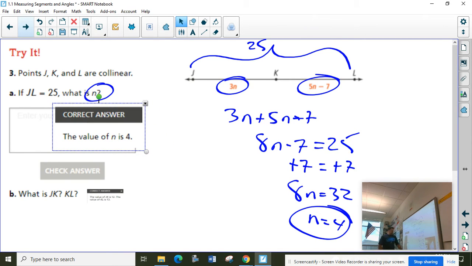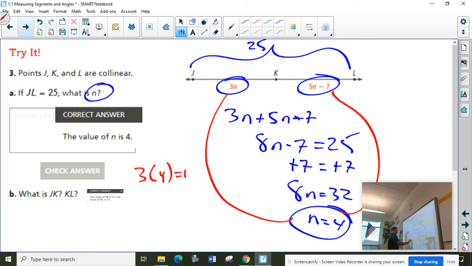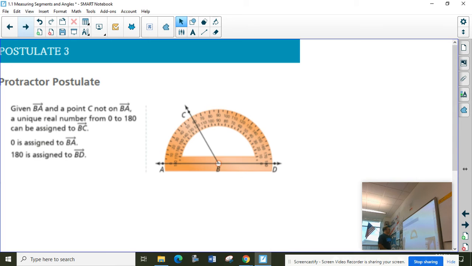Now it says what is JK and KL. Well, now all we do is just plug 4 in for this one and plug 4 in for this one. You get 3 times 4, which is 12. You get 5 times 4 minus 7, which is 20 minus 7, which equals 13. Now, does that make sense? 12 plus 13 equals 25, doesn't it? So we're good to go.